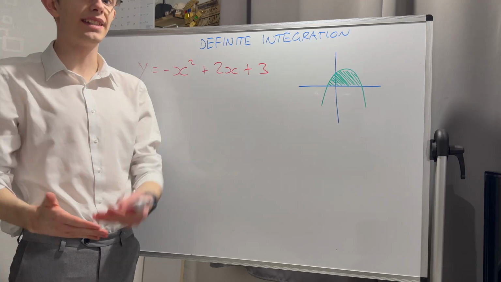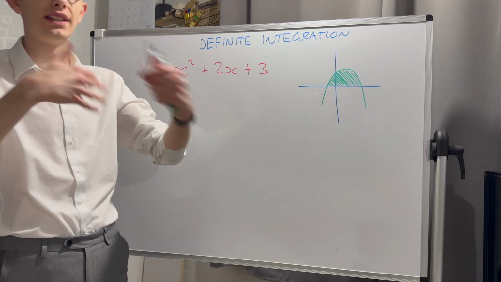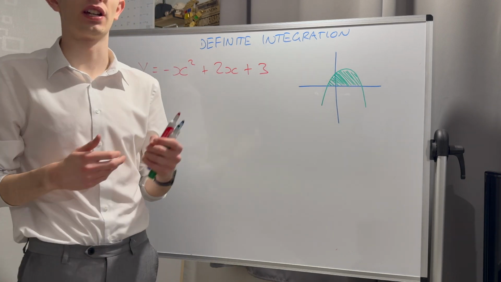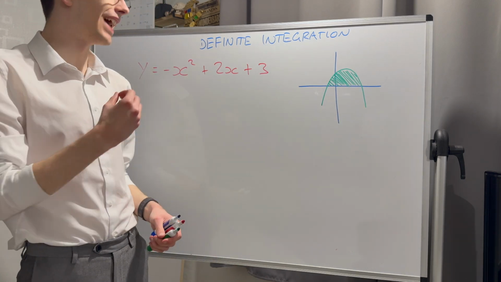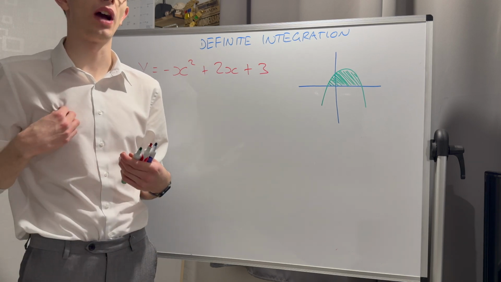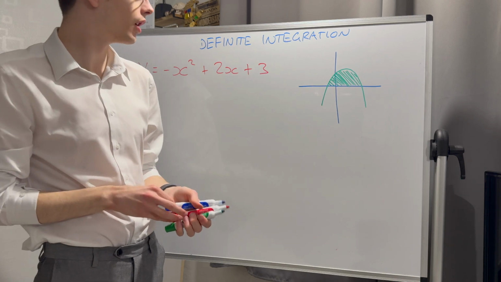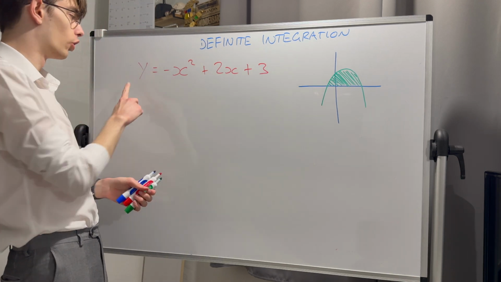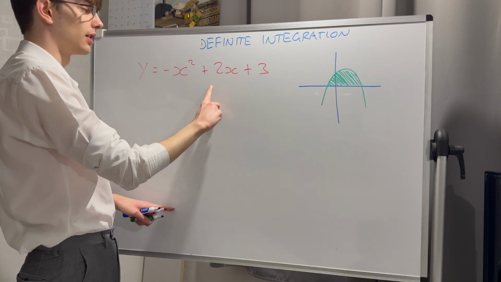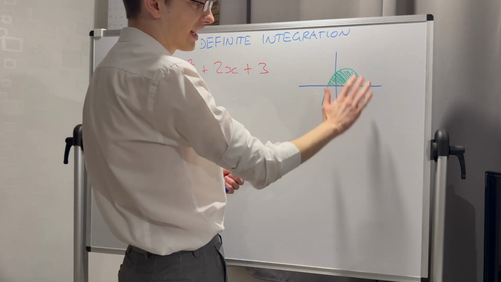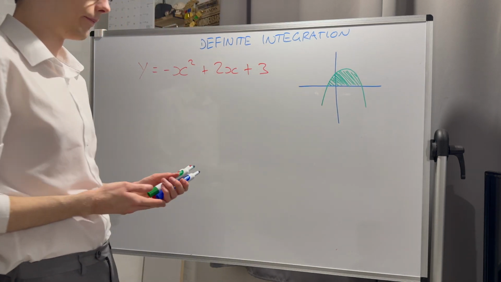Okay, so we've looked at indefinite integration, which is just finding an equation for some area somewhere. But now let's have a look at it when it's a bit more useful, when we actually have a graph with an actual area and an actual space to look for an area in. So here I've got the equation y equals minus x squared plus 2x plus 3. And with the help of Desmos, I sketched it on a little graph here.